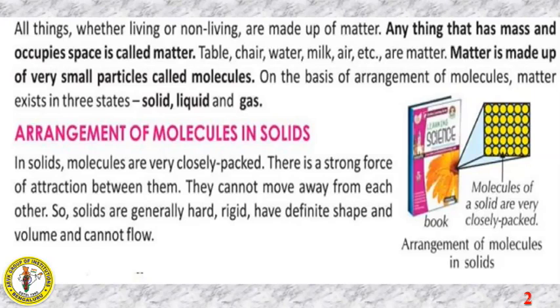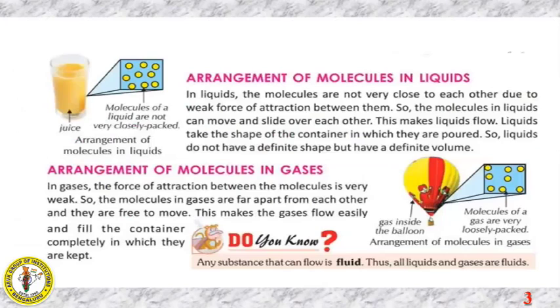So solids are generally hard, rigid and have a definite shape and volume and cannot flow. Because there is no gap in between them, they cannot flow, they cannot move. These are some of the properties of solids. What are the properties? Solids are hard, solids are rigid, solids have definite shape, solids have definite volume and solids cannot flow. Okay. Next we have arrangement of molecules in liquids.